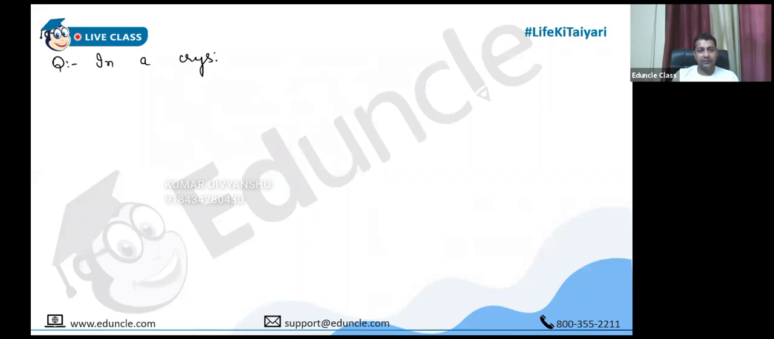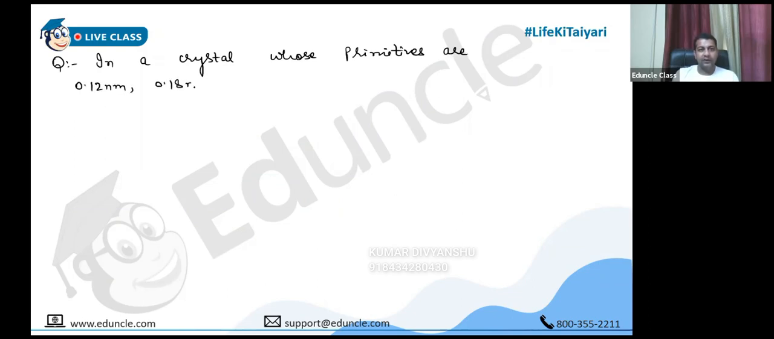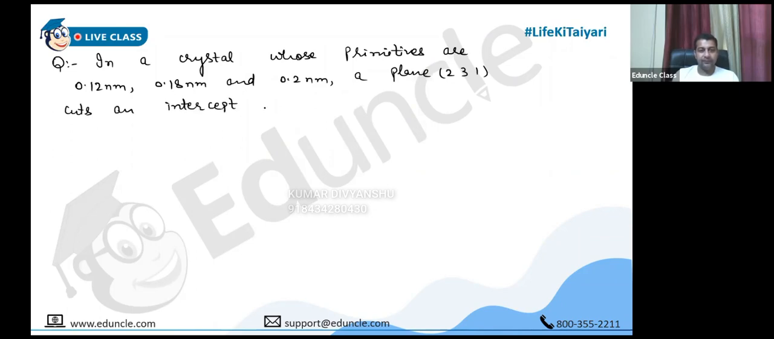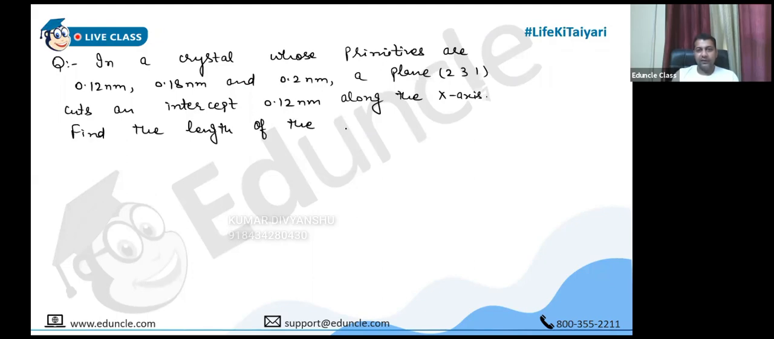In a crystal whose primitives are 0.12, 0.18, and 0.2, a plane (2, 3, 1) cuts an intercept along the x-axis. Find the length of the intercept. Means x is given to you. Find the length of the intercepts along the y and z axis. Means you have to calculate y and z.